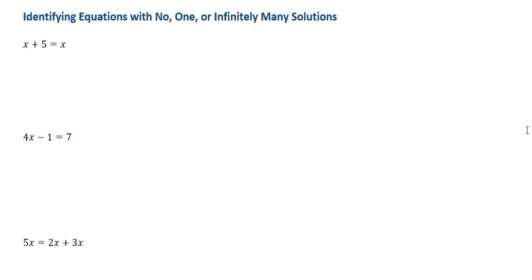Is there any number you could think of that you could add 5 to it and still get the same number? So I've got a number here. I'm adding 5, and I get the same number out. It's not possible. So if you think about it algebraically, though, you could subtract x from both sides, and you get 5 equals 0. Is that true? No, it's not true. That is not a true statement.